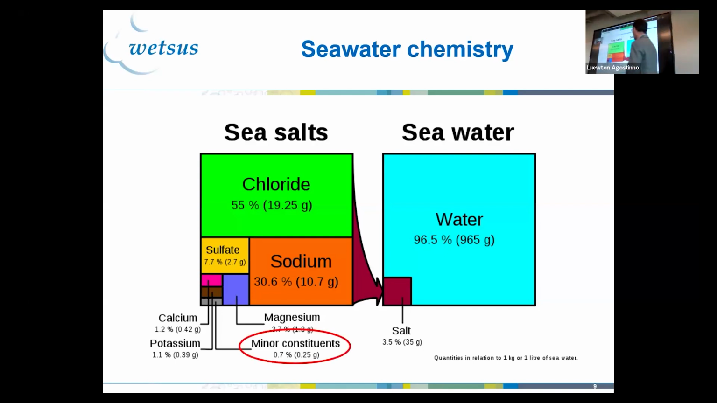We also have what we call minor constituents, below 1%, but these minor constituents are very long. Some researchers were, and they still don't do it.